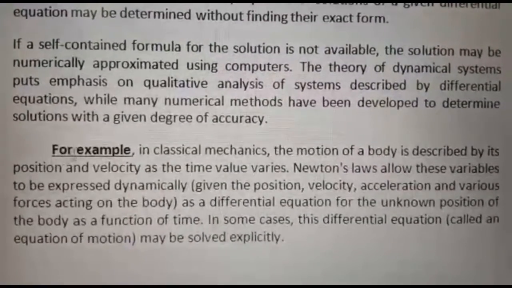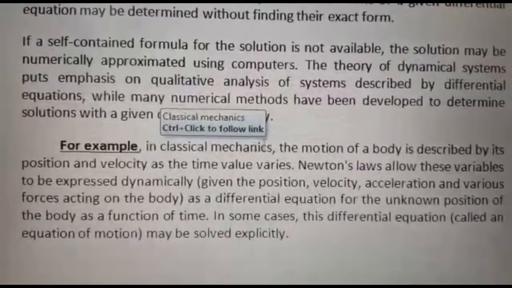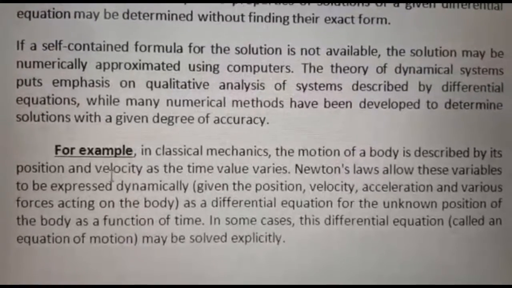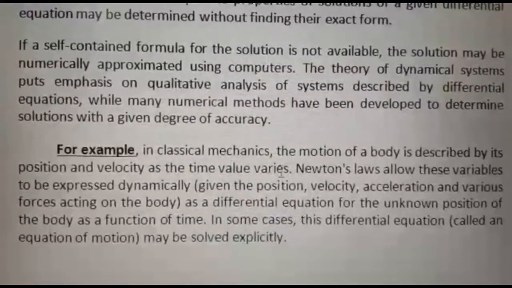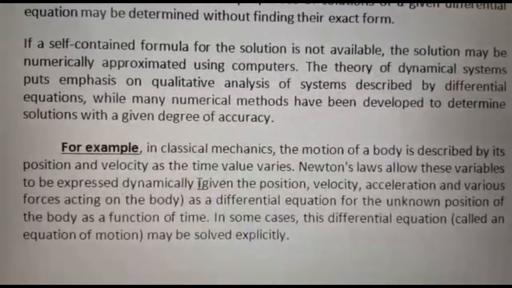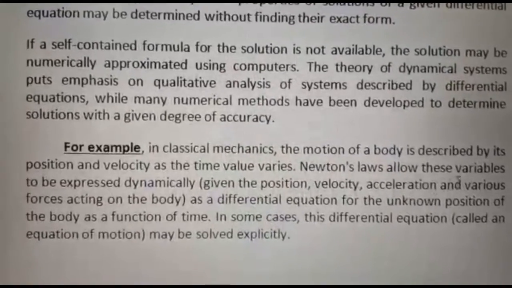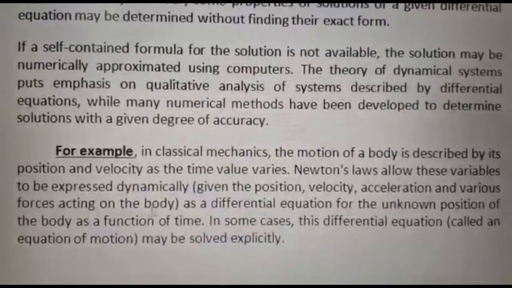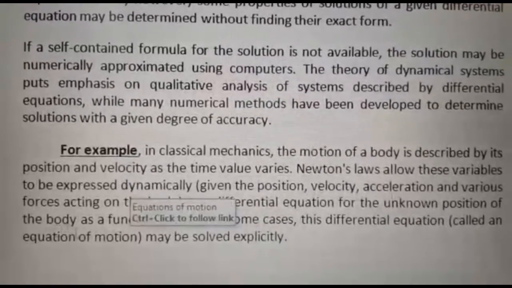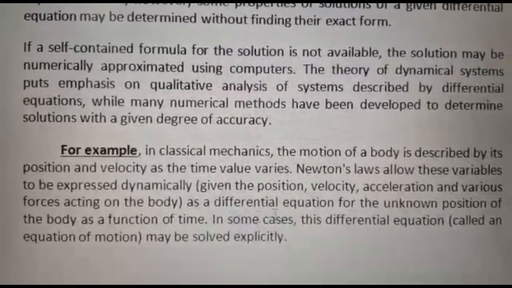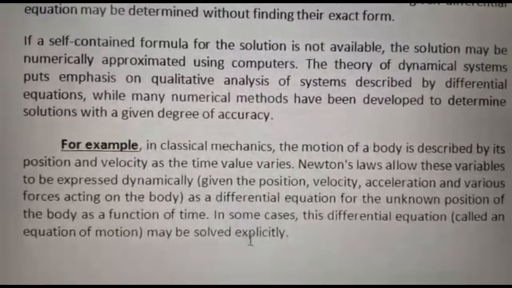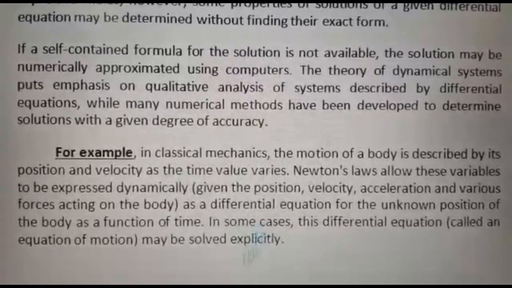And here is some example. For example, in classical mechanics, the motion of a body is described by its position and velocity as the time value varies. Newton's law allows these variables to be expressed dynamically, given the position, velocity, acceleration, and various forces acting on the body, as a differential equation for the unknown position of the body as a function of time. In some cases, this differential equation, which is called an equation of motion, may be solved explicitly.